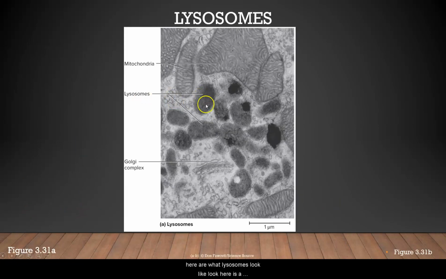Here is what lysosomes look like. Here's a mitochondria, and next to it are these lysosomes. There's a Golgi complex. So this is a scanning electron microscope view of an actual cell.